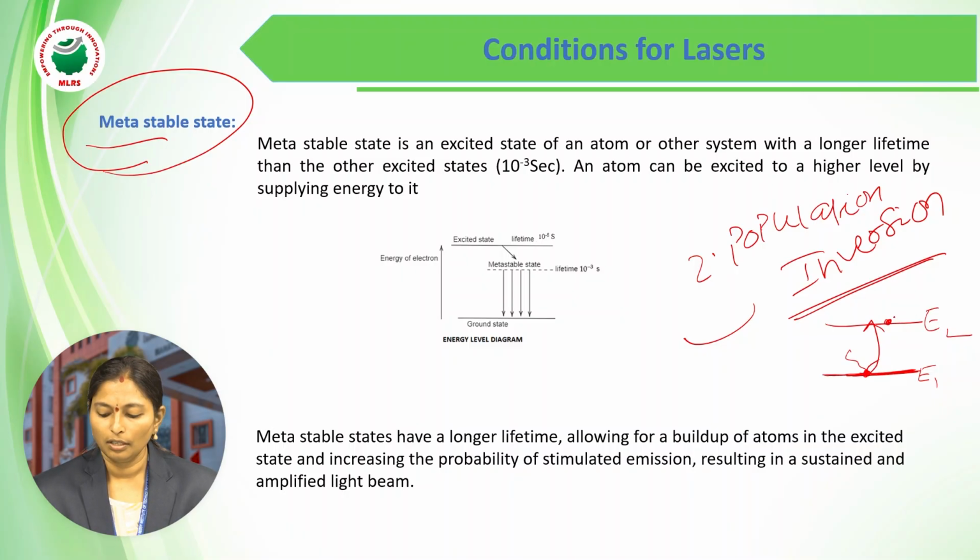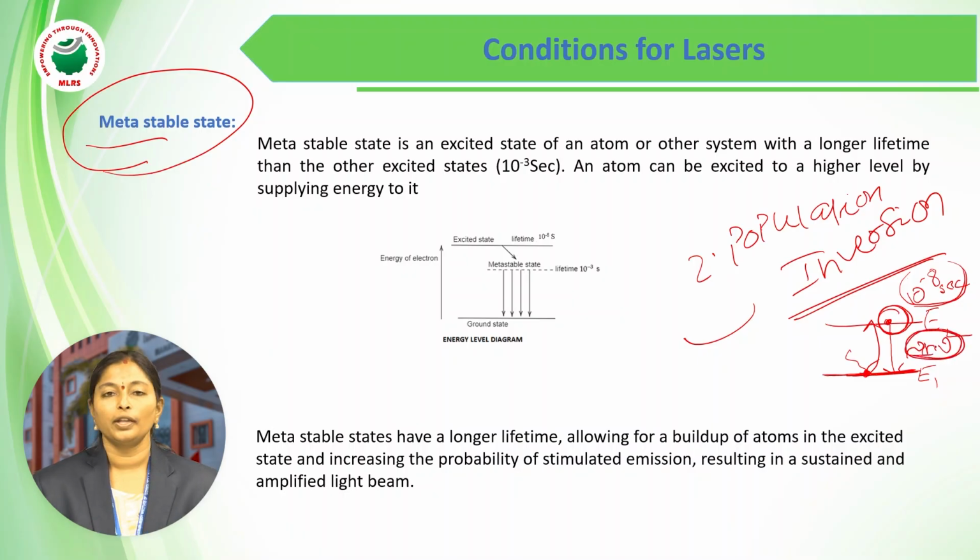The atom will stay in the excited state, that means the higher energy state, for a particular time period. The lifetime of the excited state is 10 power minus 8 seconds. It's very small. After 10 power minus 8 seconds, the atom comes to the ground state by emitting photon energy spontaneously. This we call spontaneous emission. But in lasers, the main principle is the stimulated emission. In order to get the stimulated emission, we need population inversion.